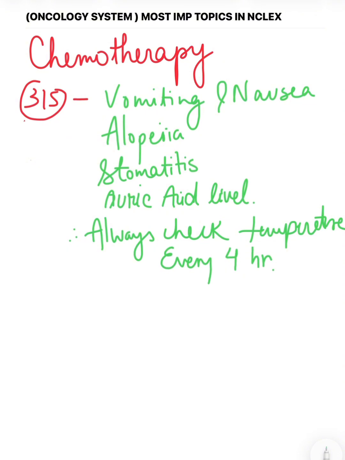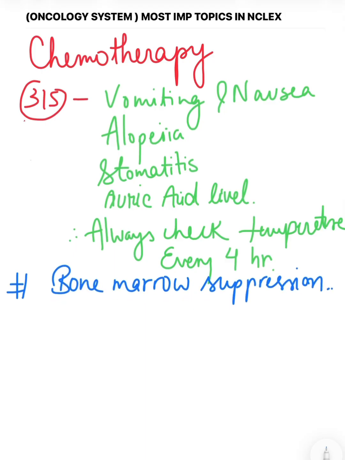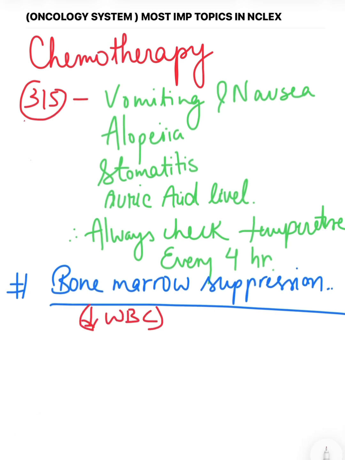Next is bone marrow suppression. This is the most important side effect of chemotherapy. In bone marrow suppression there is a low WBC count, a decreased number of WBCs, so we have to put the client on neutropenic precautions.